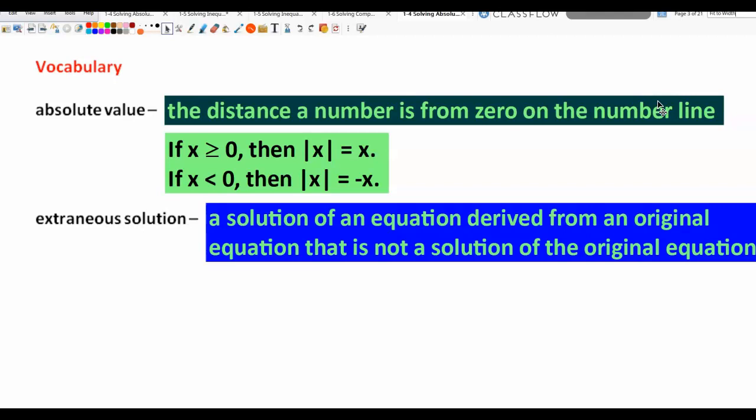An extraneous solution is a solution we find, but when we check, does not work. It's a solution we find, but when we check, it does not work.